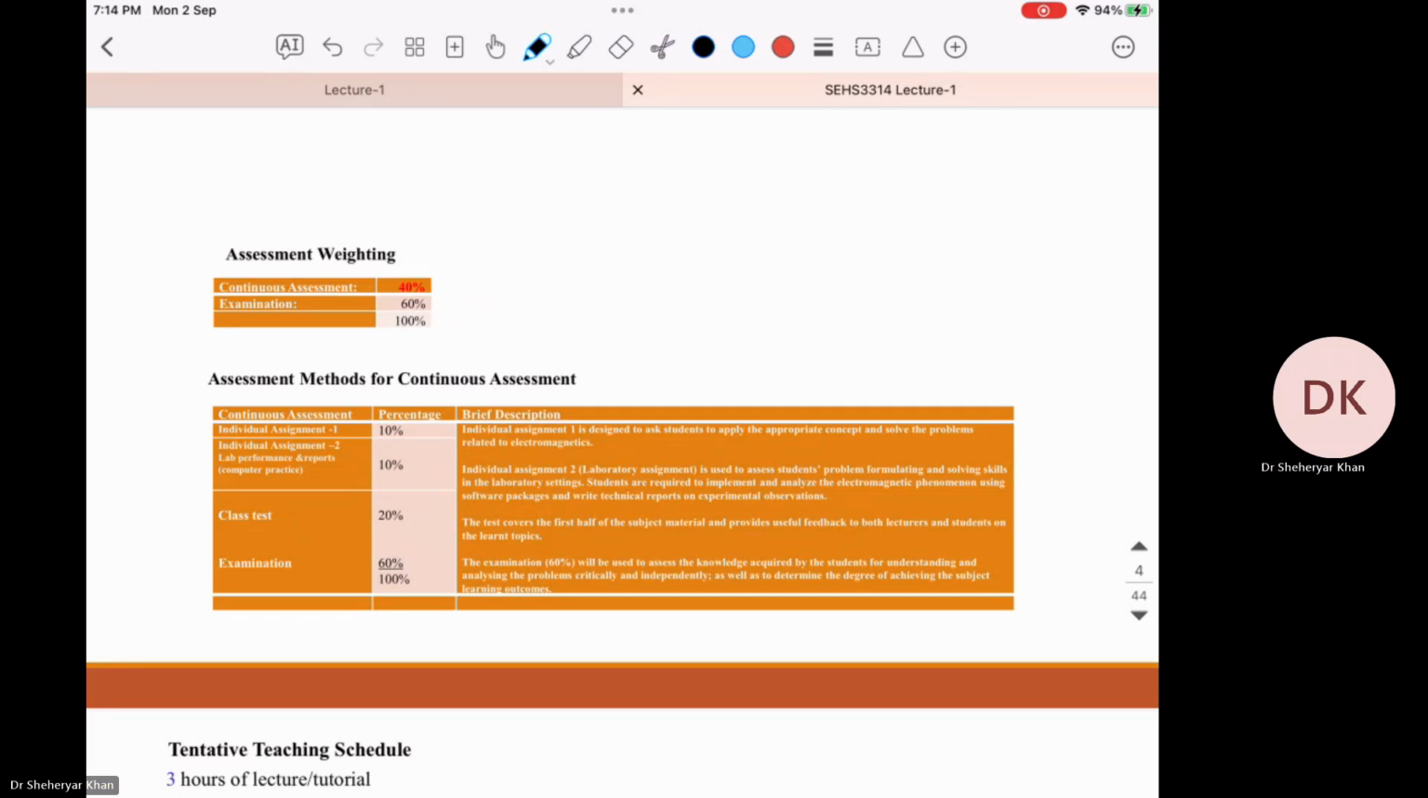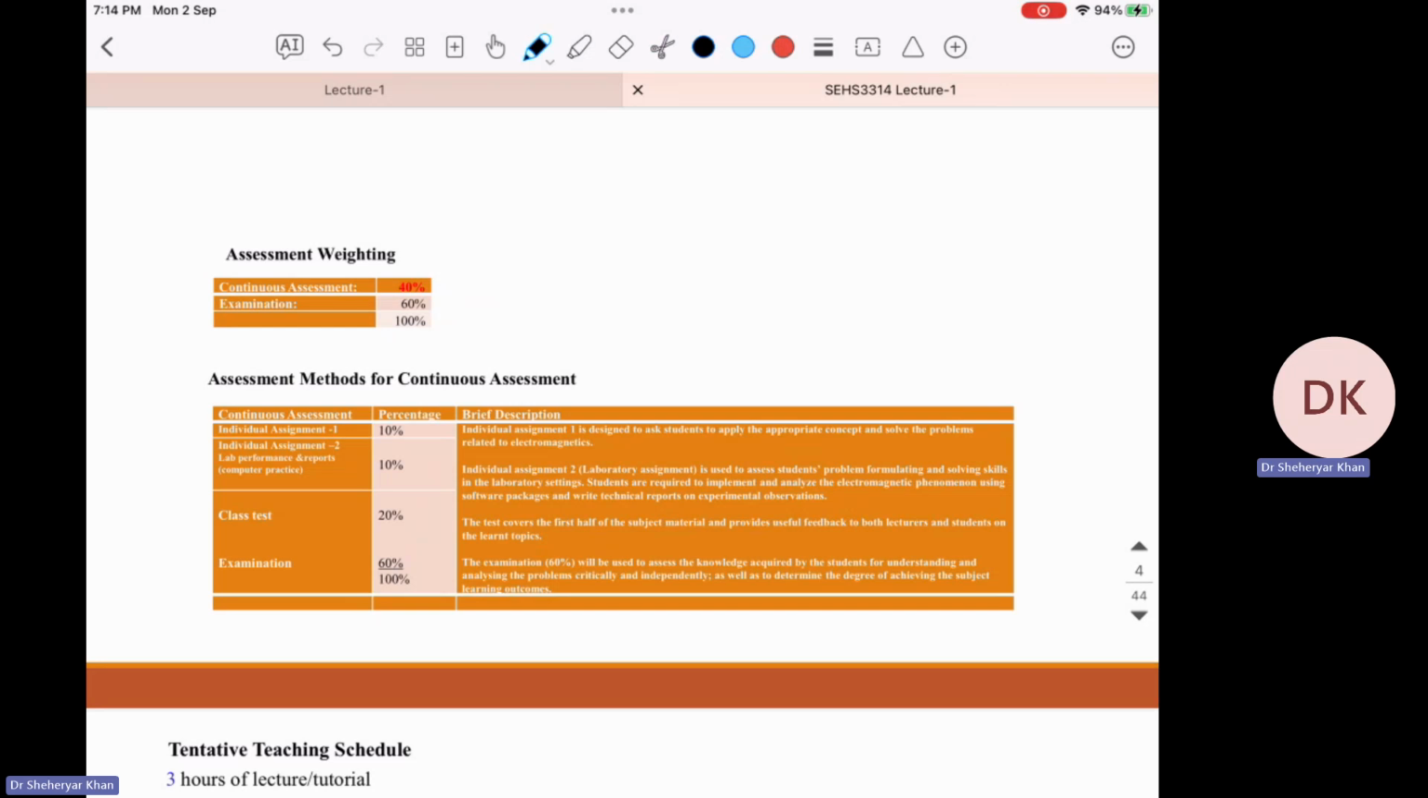We have 40% continuous assessment, 60% is the examination. For the CA part, we have one assignment. That's a written assignment. So usually that includes some numerical based problems. Attention, please. Assignment one includes some practical problems that are similar to what we will solve in our tutorials.